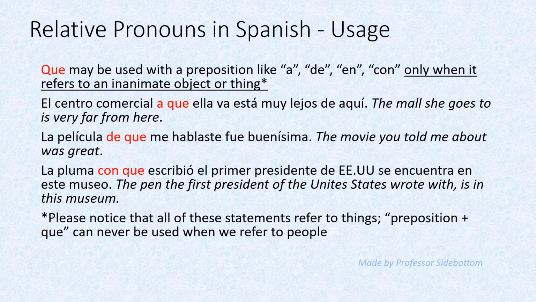La película de que me hablaste fue buenísima. The movie you told me about was great. La pluma con que escribió el primer presidente de Estados Unidos se encuentra en este museo. The pen the first president of the United States wrote with is in this museum. Please notice that all of these statements refer to things. Preposition plus que can never be used when we refer to people.